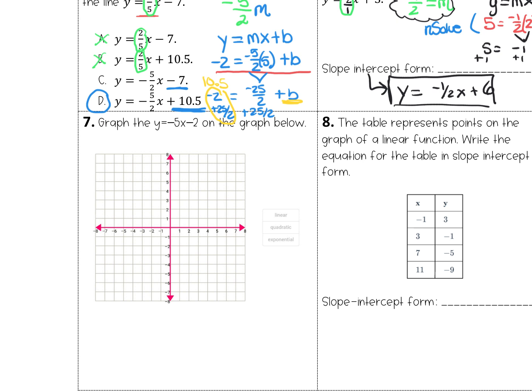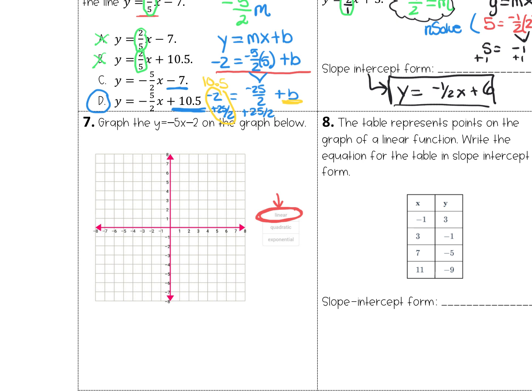Number 7 says, graph the y equals negative 5x minus 2 on the graph below. So when you do this on your test, it's going to look like this, and you're going to have these options. You're going to need to pick linear first because it's going to be a line. So pick linear, and then all you need to do is pick 2 points.